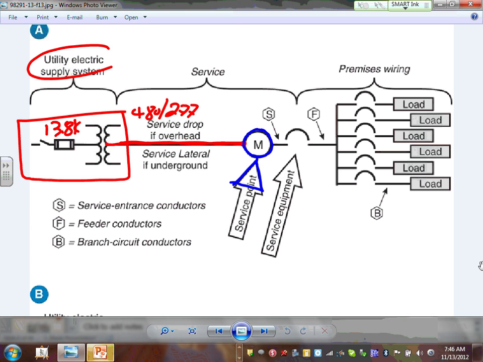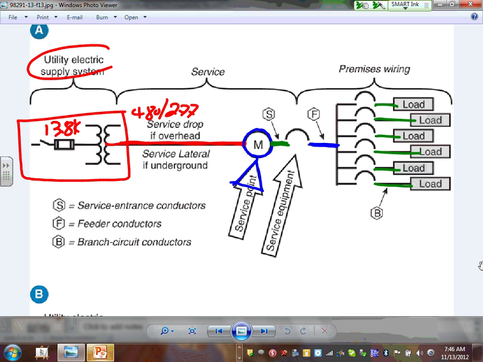From the meter, you enter, I'm going to use different colors, into the service entrance conductor. This little conductor here is called service conductor. Right? Everybody can see that, service conductor. And the last one, let's use a different color. I'm going to use blue. The last one here could be considered a feeder. And of course, downstream here will be branch circuits. B is for branch circuits. I'll use a third color here. These are my branch circuits.